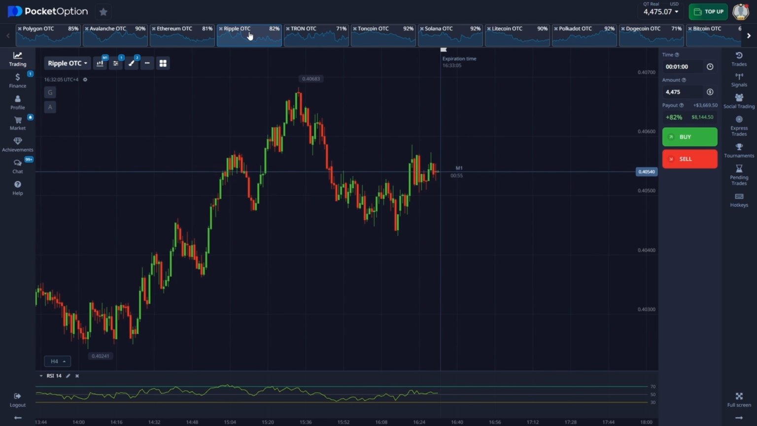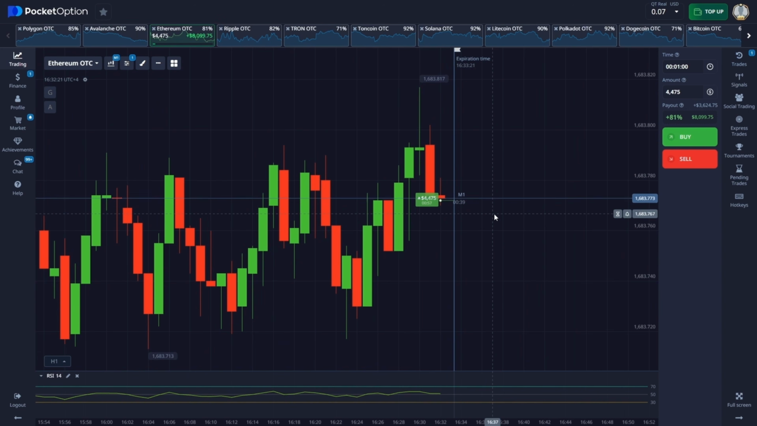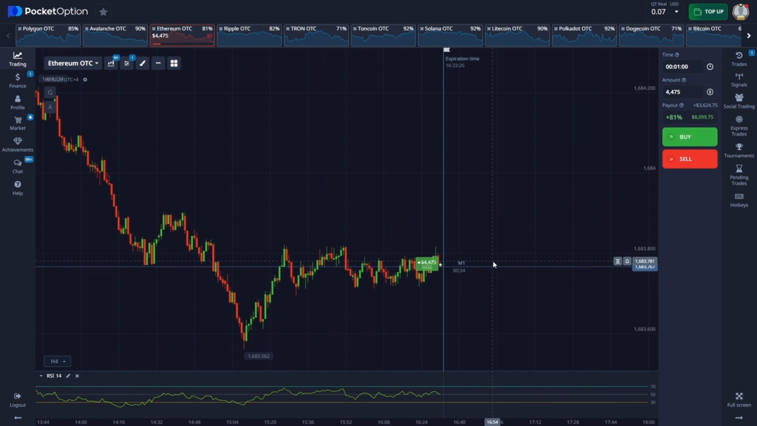On Ripple OTC, we have a trade, but the candle has already closed, so we'll avoid that one. Okay, on Ethereum OTC, we have a trade for the upside move. And I placed the trade for the upside move on Ethereum OTC worth $4,475. As you can see, the red candle closed near the RSI level of 50. That's why I took this trade for the upside move. You'll also see that the market was ranging and the trade is currently going in our favor. But we still have 38 seconds left.